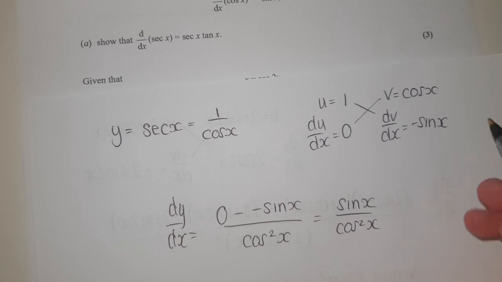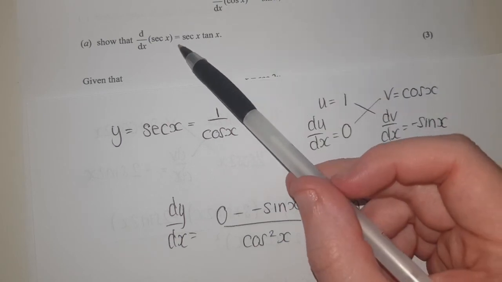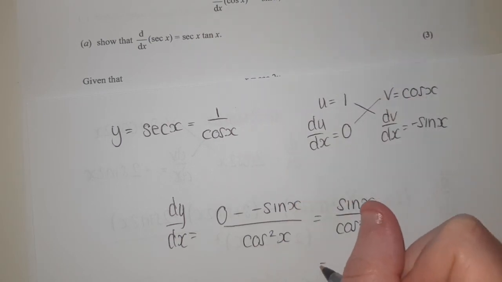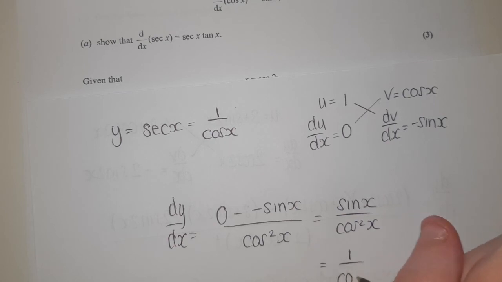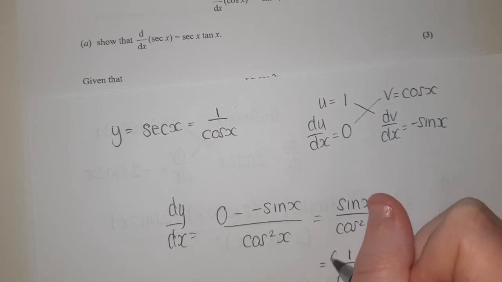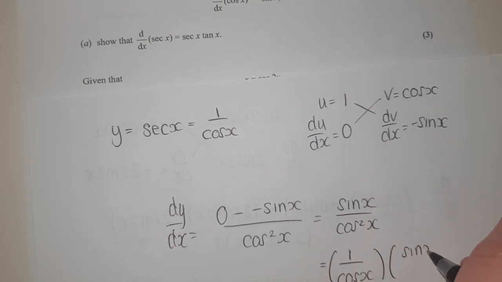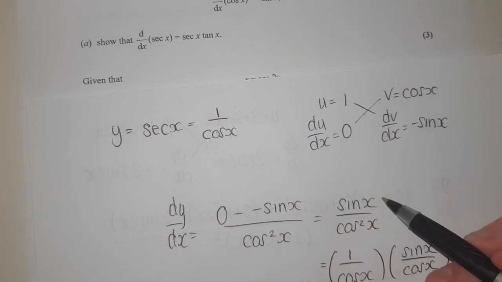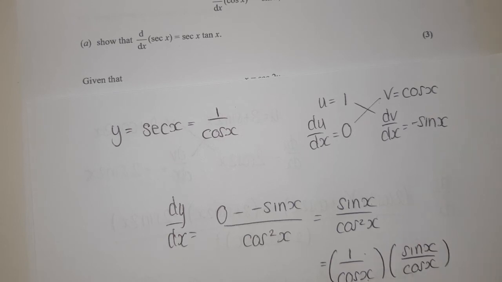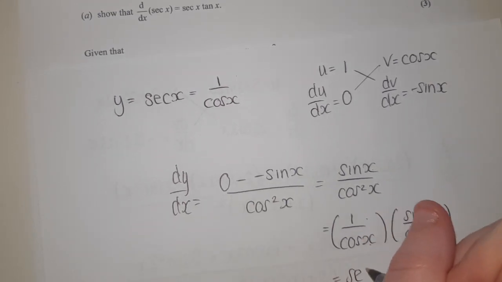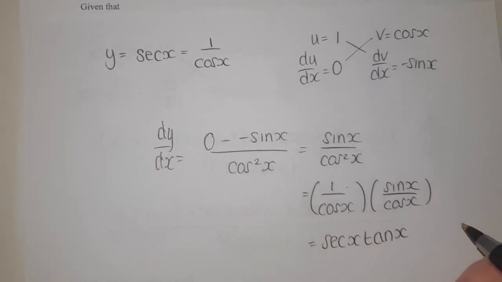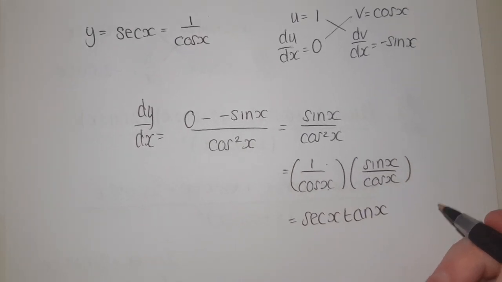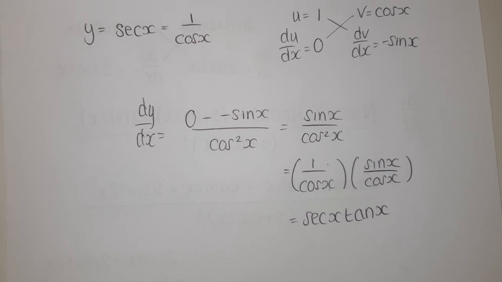Now they want us to show that that is the same as sec x tan x. Well, sec is 1 over cos x, and tan x is sine x over cos x, which is just how I could split this fraction. I could treat it as 1 over cos times sine over cos, in which case you've got sec x tan x. Okay, that one you should be pretty familiar with. It's how we introduced the differential of sec when we first started.